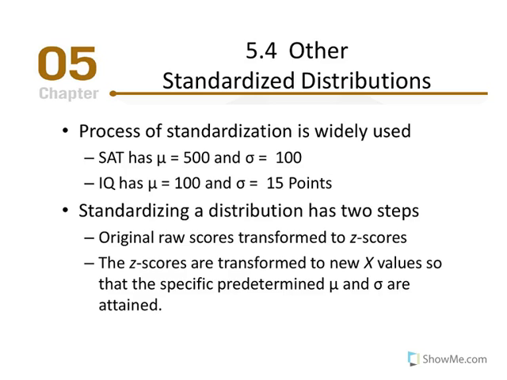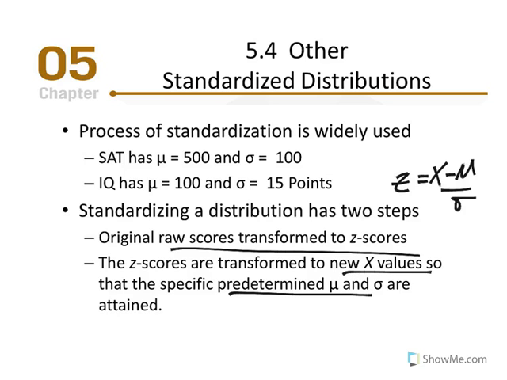is equivalent. So standardizing a distribution has 2 steps. The original scores are transformed into z-scores. And then those z-scores are then converted to a new x value with a predetermined mean and a standard deviation. So we're first going to convert scores into z-scores using our equation. And then we're going to convert them into an x value, a new x value. And our equation is x is equal to the mu plus the product of standard deviation multiplied by the z value.